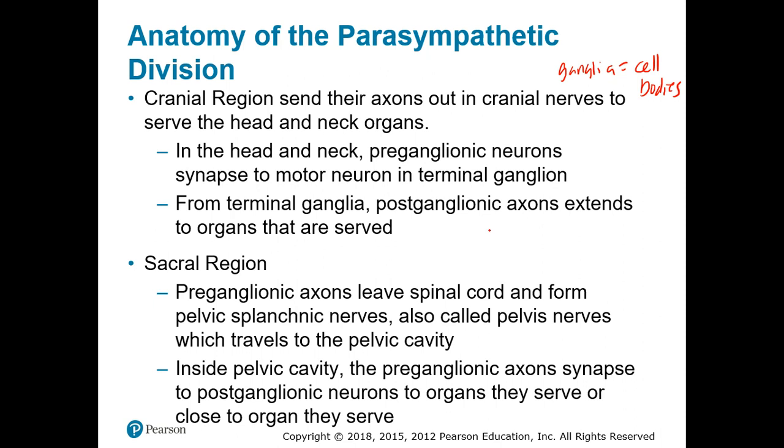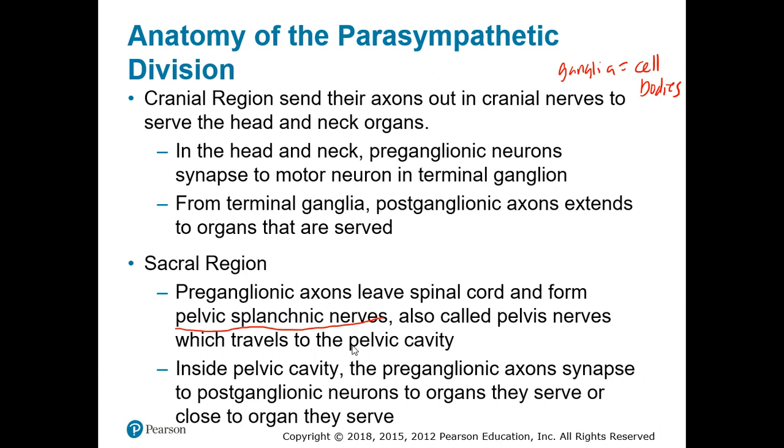These are going to then extend to whatever organs that you're trying to stimulate. Your sacral region, on the other hand, your preganglionic axons leave your spinal cord. And what's special about these is they actually fuse to become part of your pelvic splanchnic nerves. These are also called your pelvic nerves because they travel and serve organs that are in your pelvic cavity.